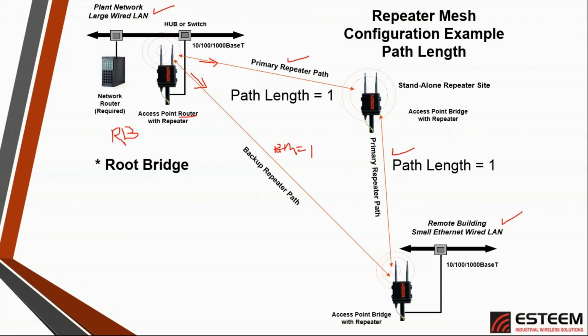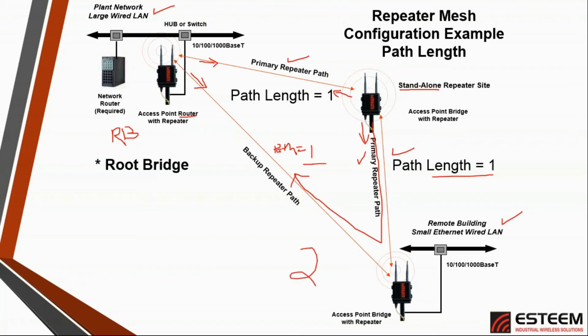If we look at the standalone repeater, because all of them will go through the same process, this one has 2 ways of getting back to the root bridge. We can send it this way, or we can send it this way, because it'll come through this one and bounce in this direction. From the repeater standpoint, we have a path length of 1 going back to our root bridge radio, but going through the secondary path, we have a path length of 1 plus 1. So the path length going this way will actually be 2.